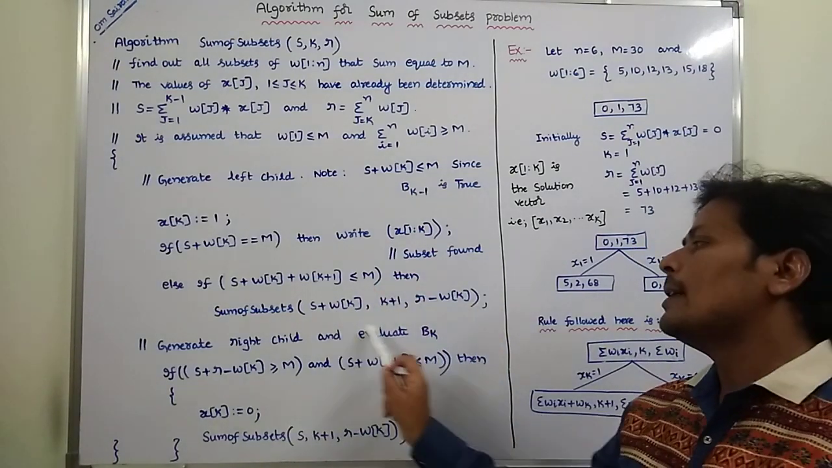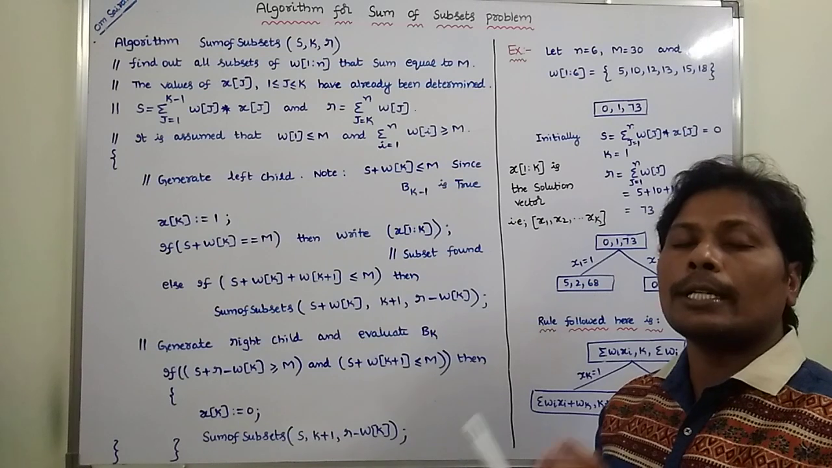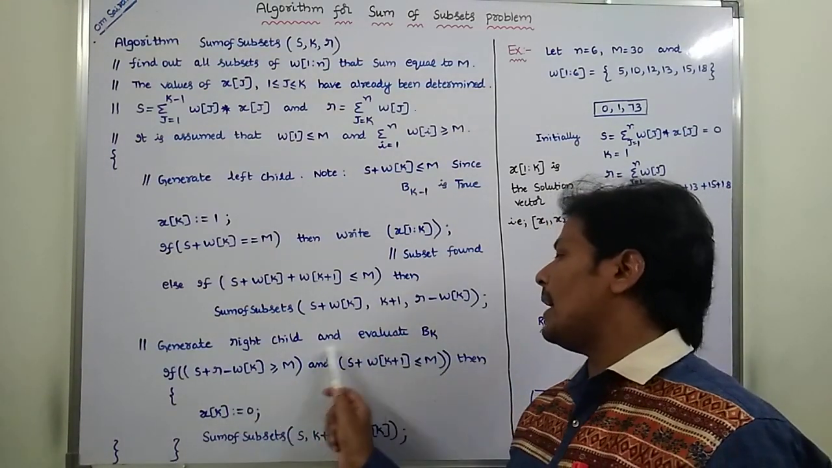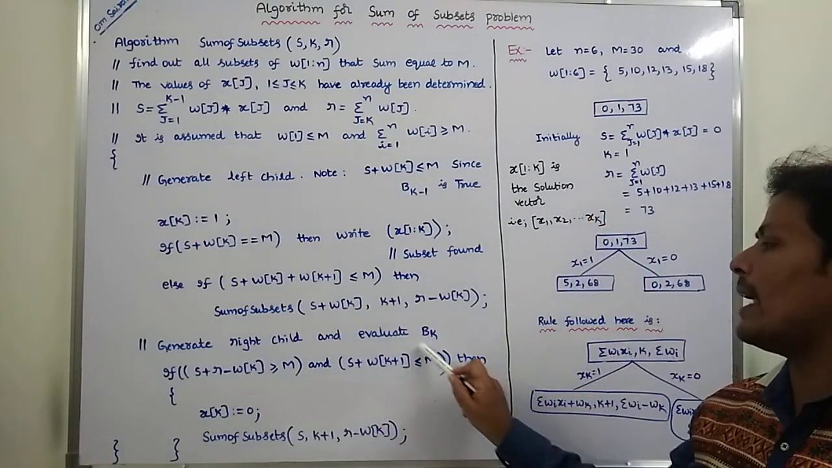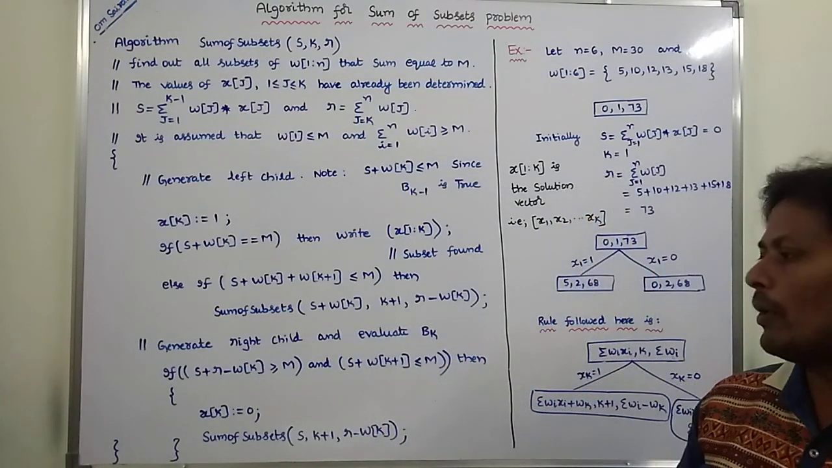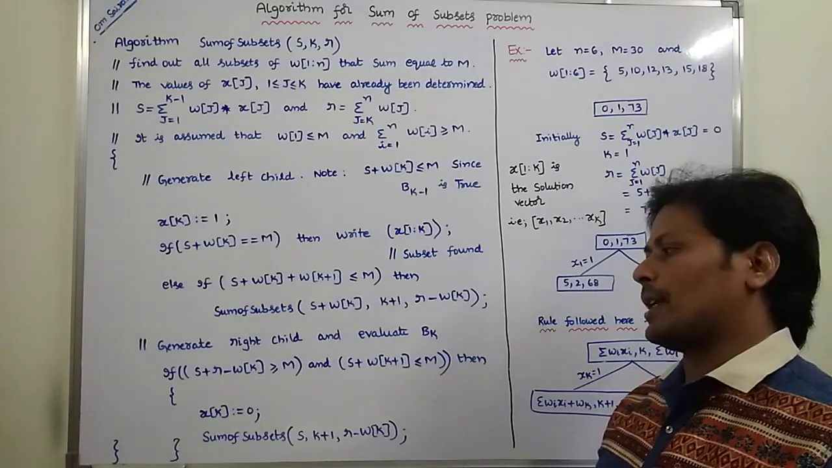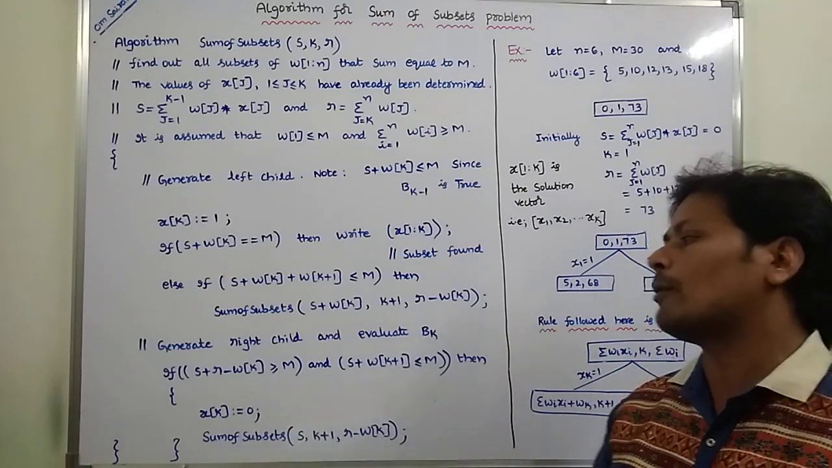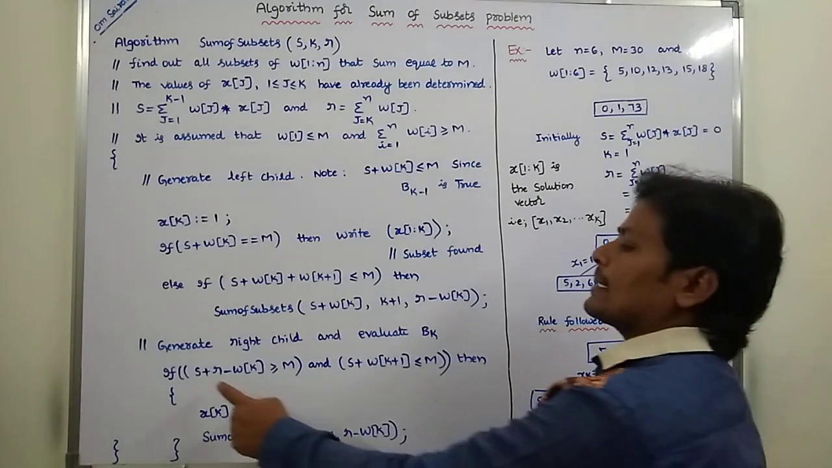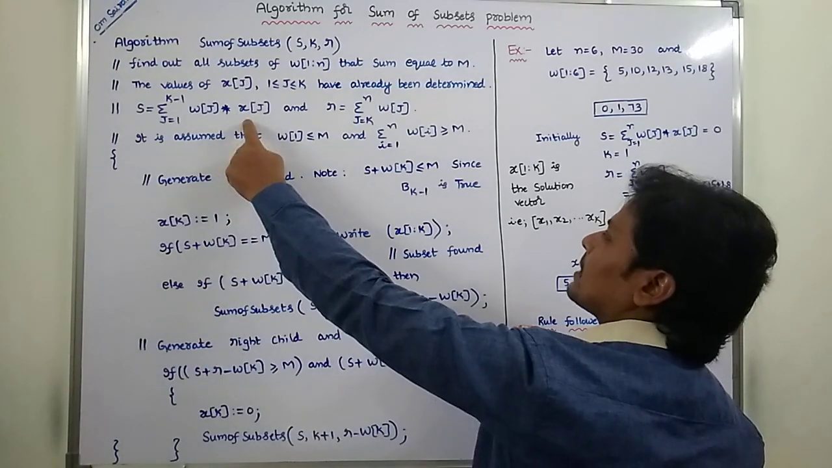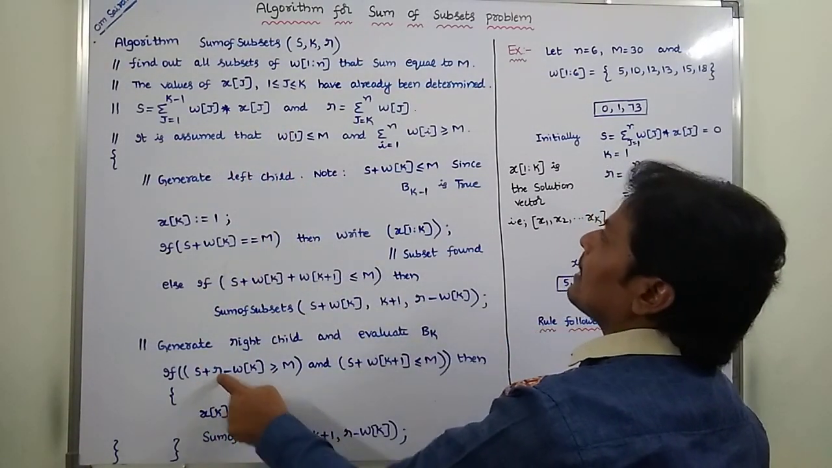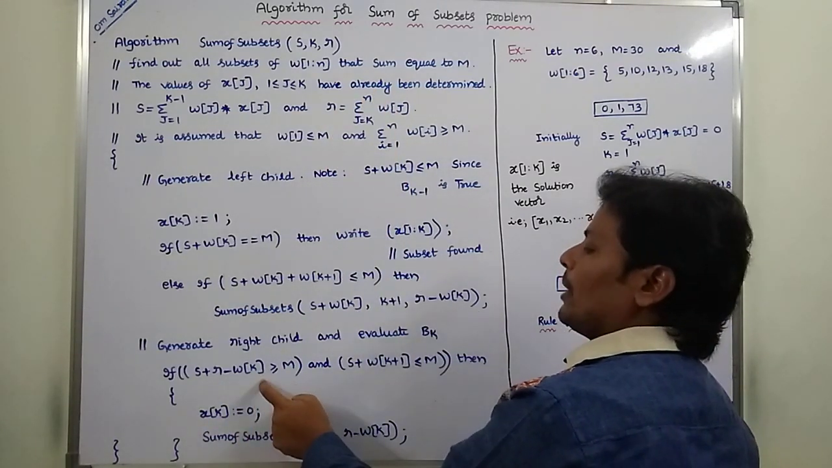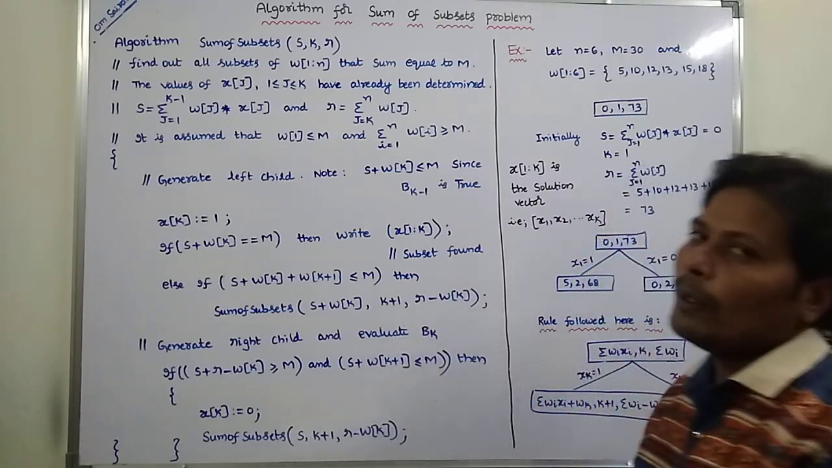Once it has failed, we have to use the bounding function to kill that node. Next, generate the right child and evaluate Bk. Here Bk is nothing but the bounding function. When we are using the bounding function, if S plus R minus W of k is greater than or equal to M. Here S is nothing but sigma W of j into X of j, and R is the sum of the weights in the weight vector minus W of k, greater than or equal to M.